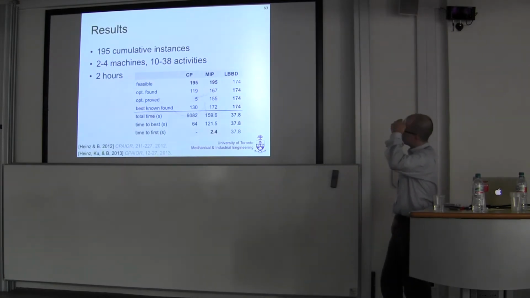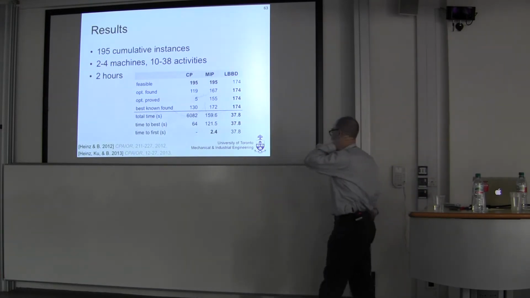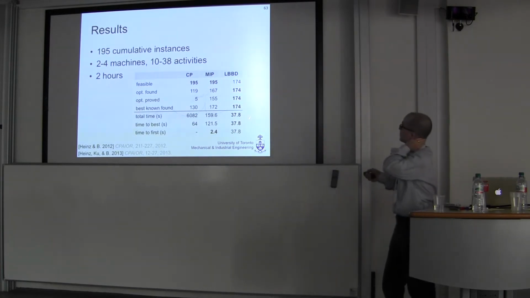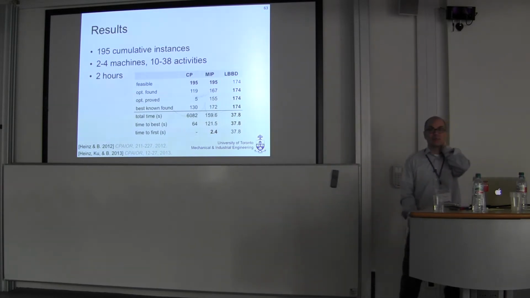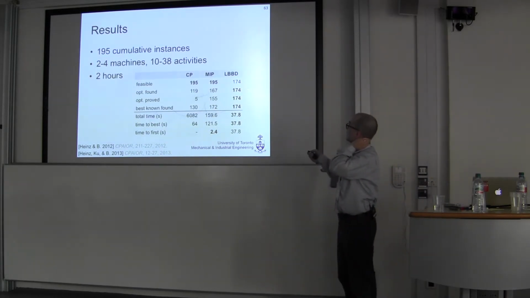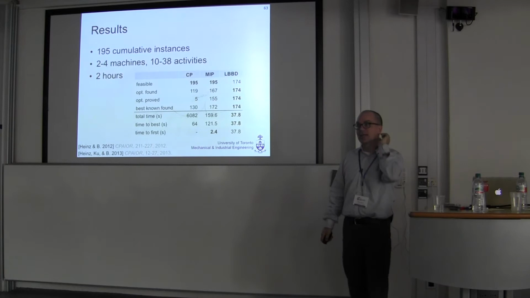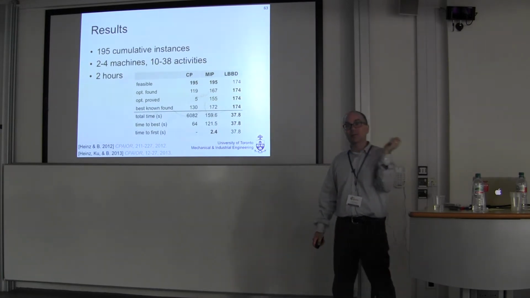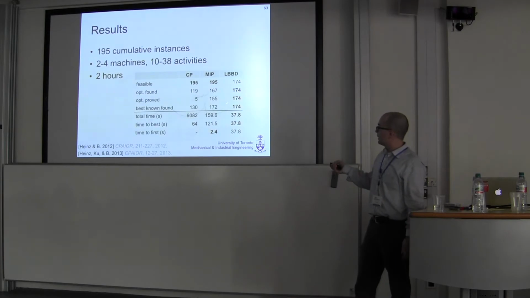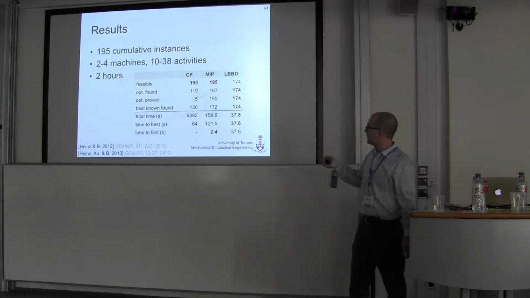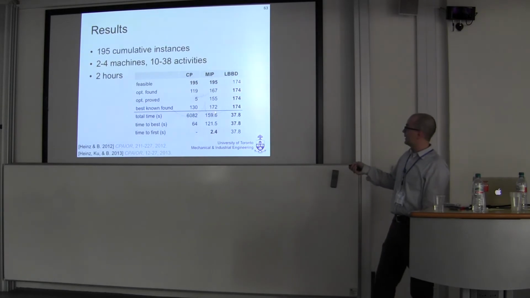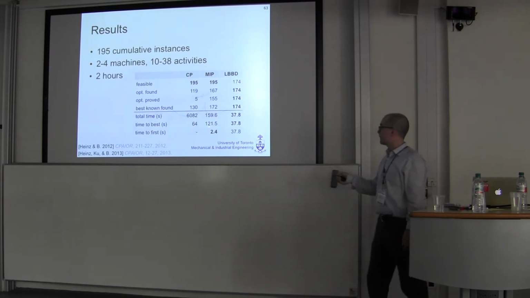So here's an example: 195 instances, 2 to 4 machines, and 10 to 38 activities. Logic-based Benders solves to optimality 174 of the 195. It doesn't find even feasible solutions to 21 problem instances. But you can see the mean time here is about 37 seconds. CP doesn't do very well, 6,000 seconds. MIP actually does better.